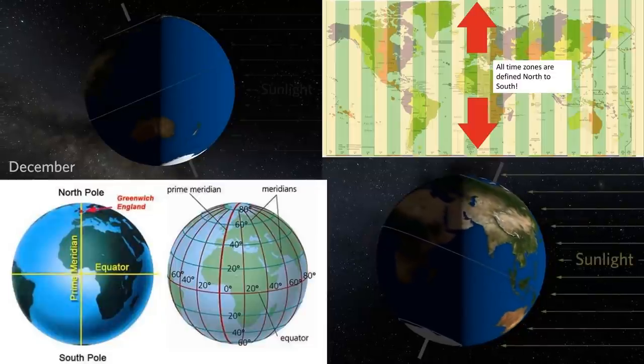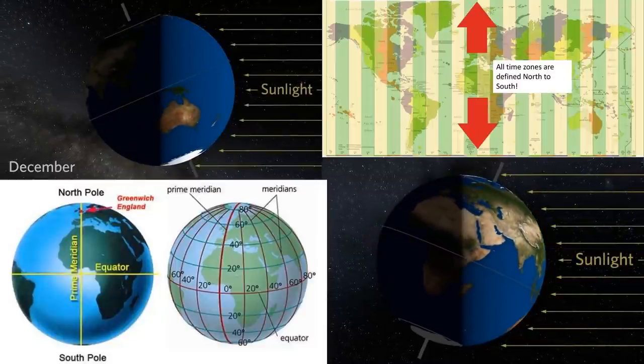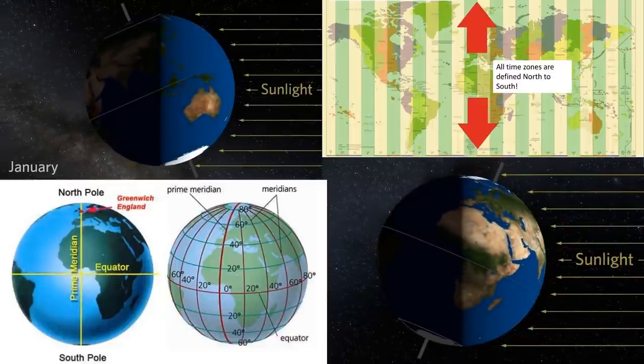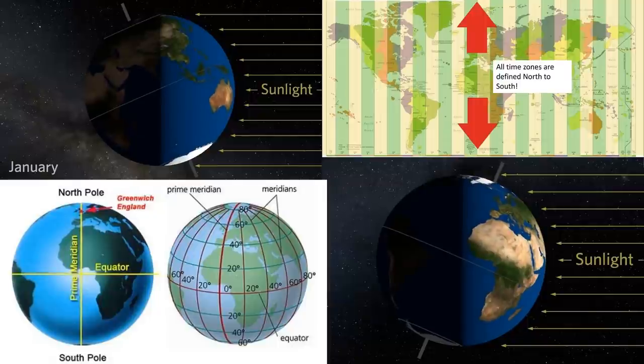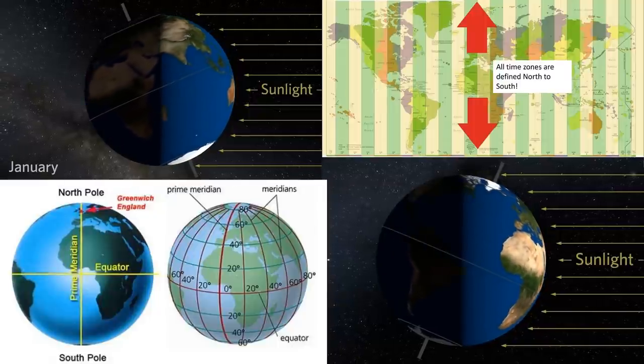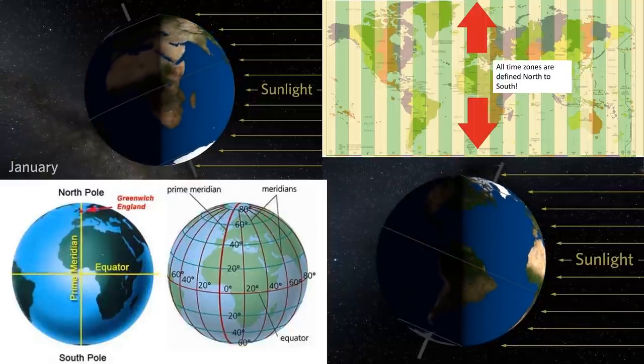Remember what the boys from NASA said. The lines are divided from north to south starting at the North Pole. The tilting of the spinning ball Earth destroys their own heliocentric model.